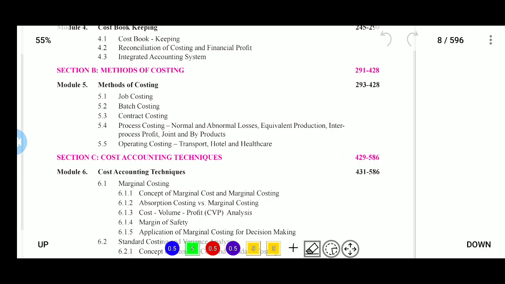Also, if you have done contract costing well, then you can easily find out what I am saying and which questions I am giving you to prioritize. You have to do that question, right.